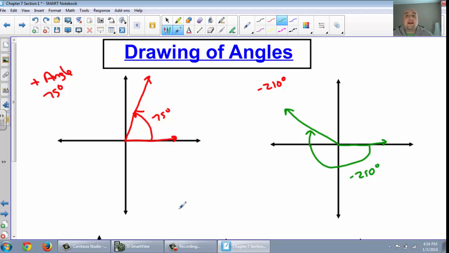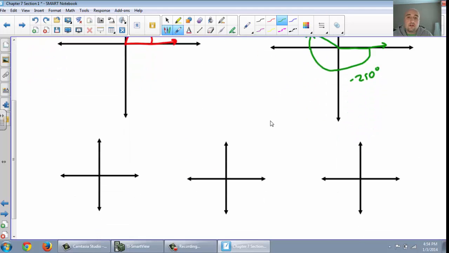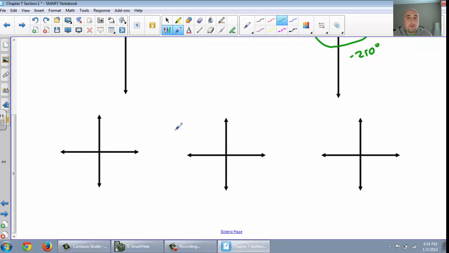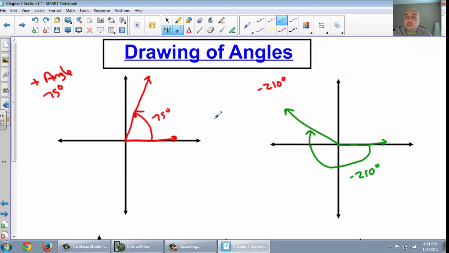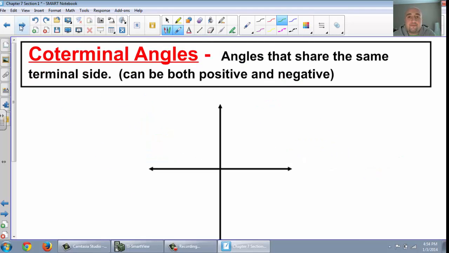All right, so positive angles go up, negative angles go down. I think that should be good. I think drawing angles is fairly easy for you. So positive angles go up, negative angles go down. Don't forget that.